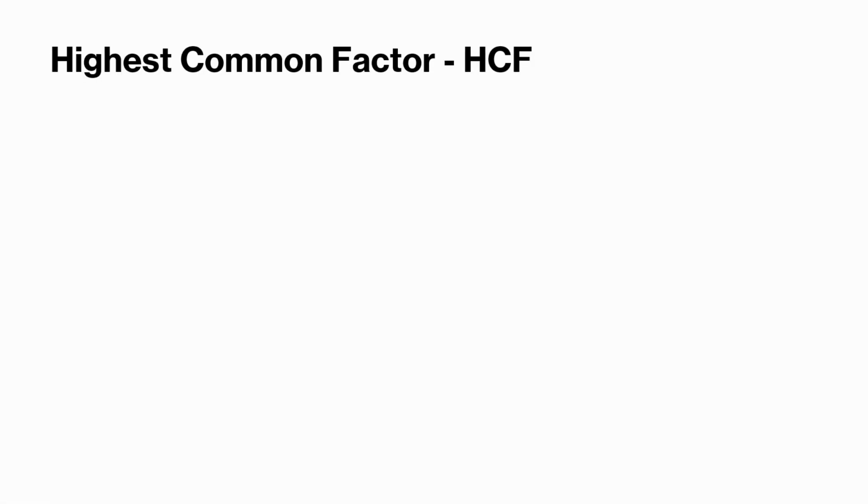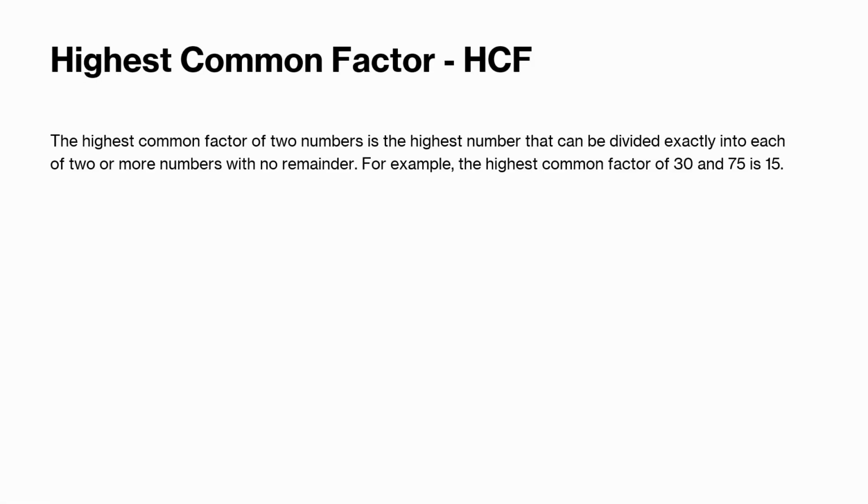The highest common factor. The highest common factor of two numbers is the highest number that can be divided exactly into each of 2 or more numbers, with no remainder. Sometimes you will be asked to find the highest common factor of more than a pair of numbers. For example, the highest common factor of 1375 is 15.